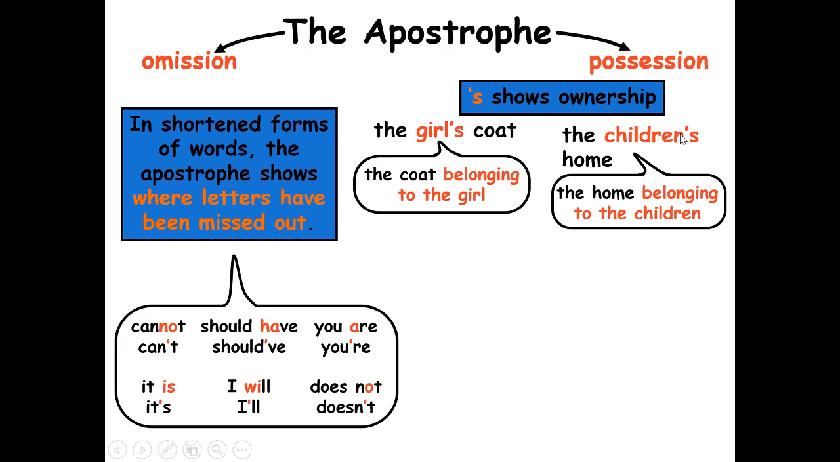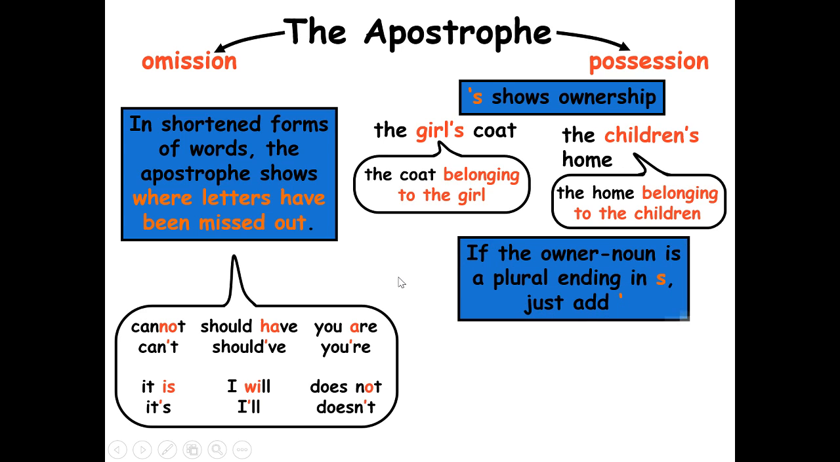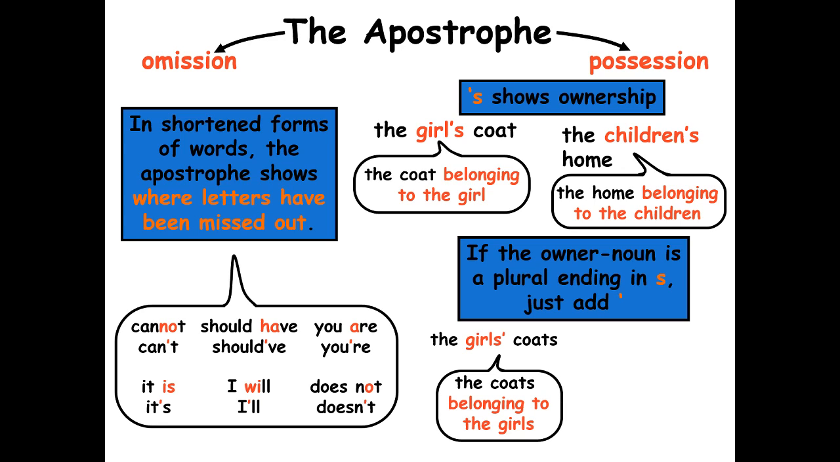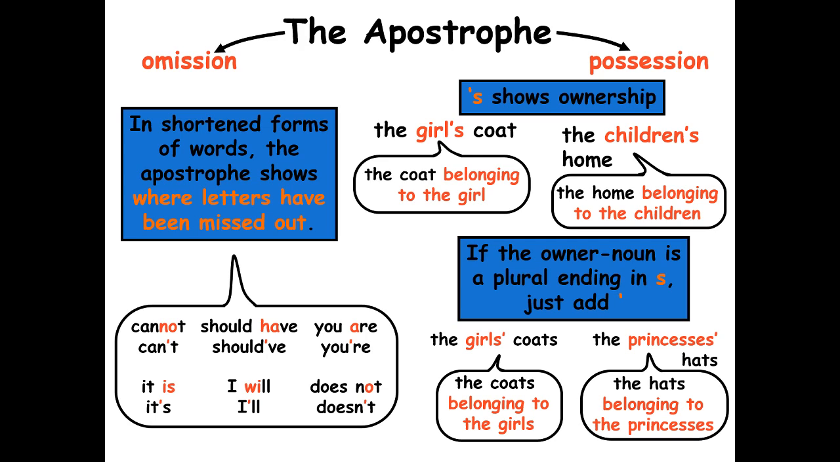Now, as you all know, children itself is the plural form for this word. The singular form is child. The plural form is children. We do not say childrens. So, of course, we have to use apostrophe S, and then the word changes the meaning. It shows possession. If the owner noun is a plural ending in S, just add apostrophe at the end.